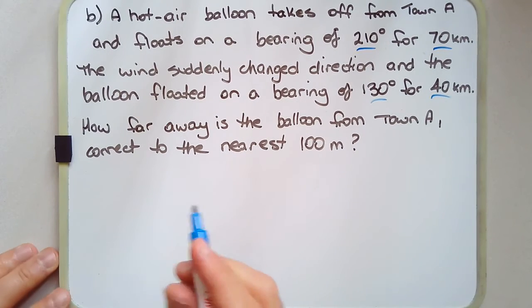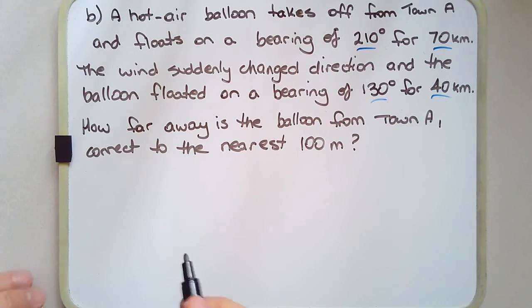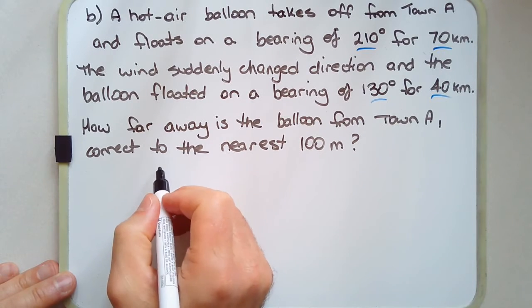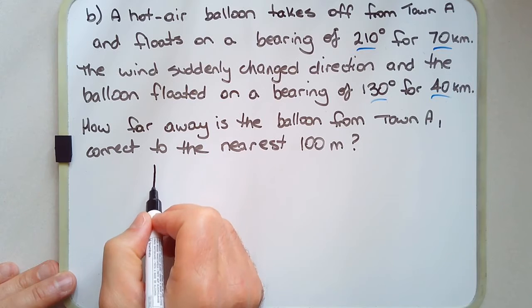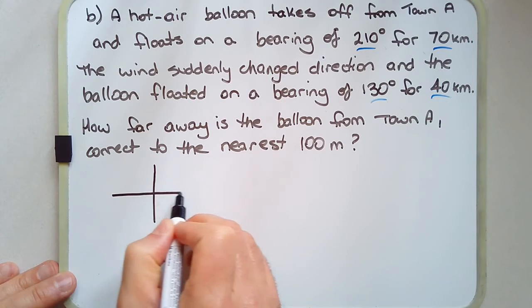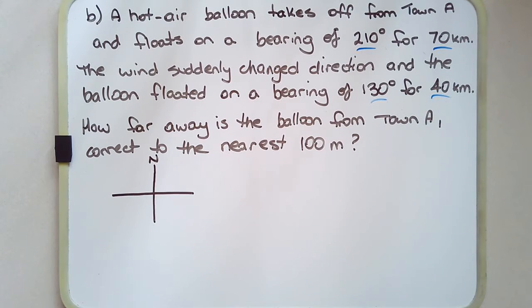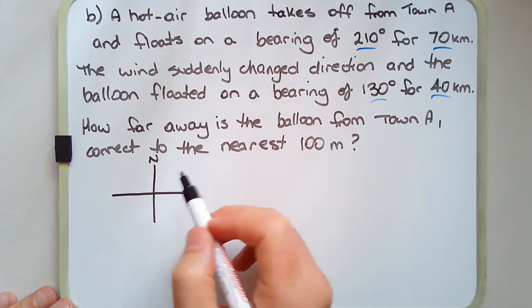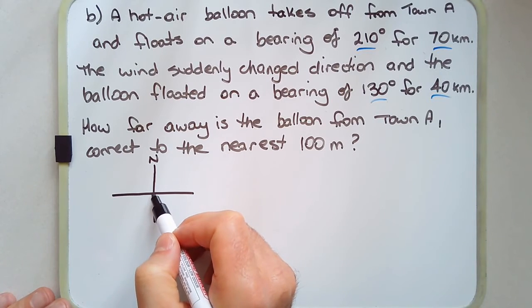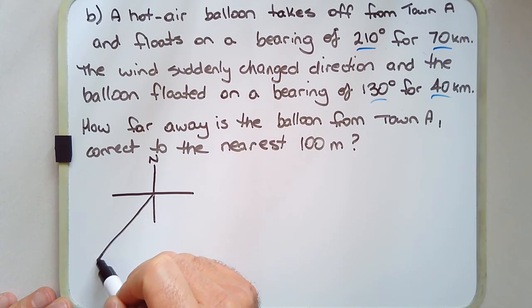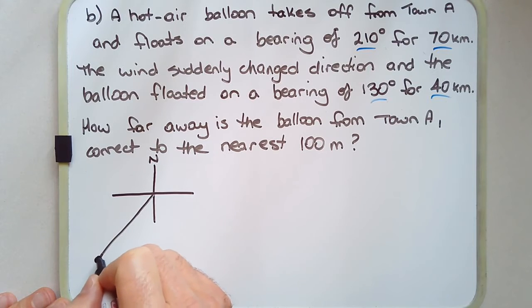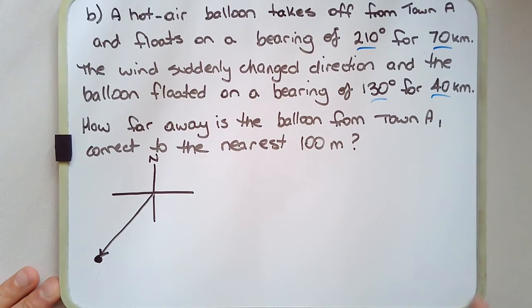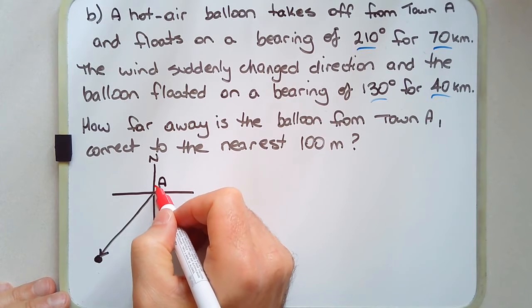All right, so let's start. We'll draw a compass rose first. I'll try and draw this as neatly as possible. All right, and there's north. And we know that the balloon has floated for 70 kilometers on a bearing of 210. Something like that, in that direction there. So it's starting from town A. And we know that its bearing is 210. So I'll just note that here as well.